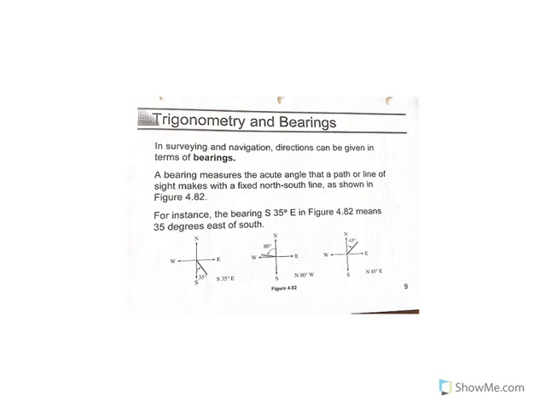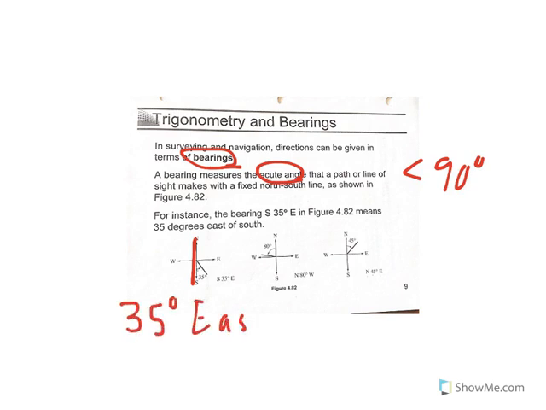So in surveying and navigation, directions can be given in terms of bearings, right here. A bearing measures the acute angle that a path or line of sight makes with a fixed north-south line. Now what you need to remember, an acute angle is always an angle that is less than 90 degrees. So for instance, how you read the first angle here is you say you are 35 degrees east of south. That is how you correctly state a bearing.